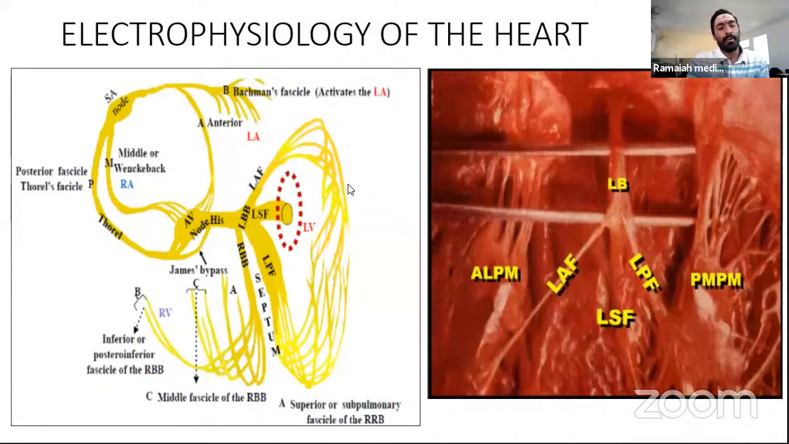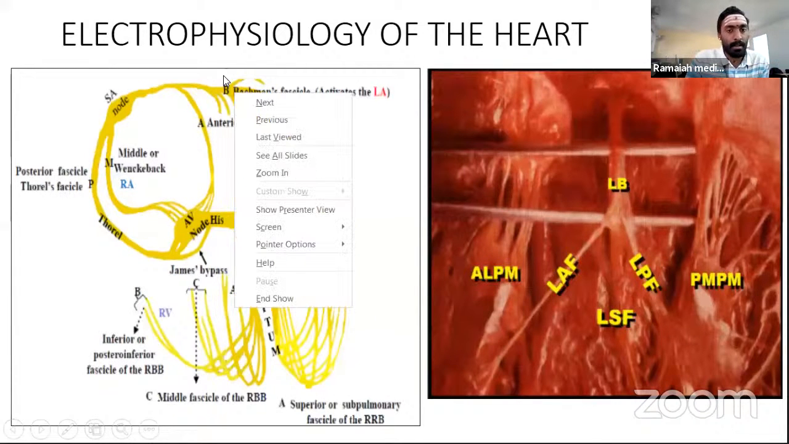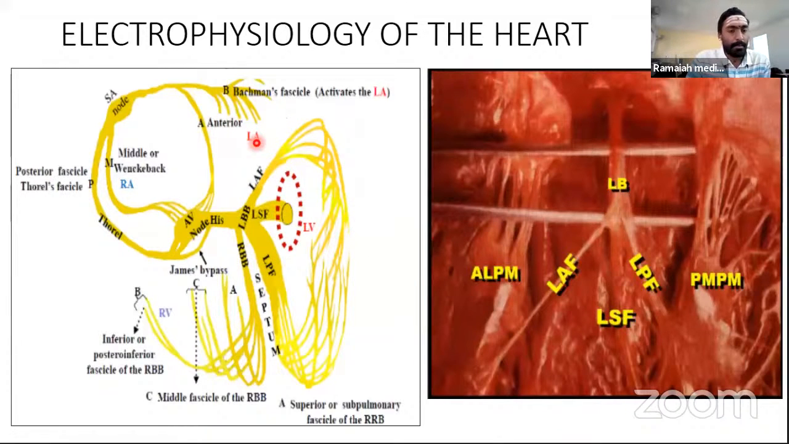That is because of its ability to generate its own rhythm, called automaticity. So what gives the heart this automaticity? It is the pacemaker of the heart, the SA node, the sinoatrial node. It sits in the posterior wall of the right atrium, and the impulse travels from the right atrium to the left atrium via an anterior fascicle called the Bachmann's bundle, and from the Bachmann's bundle the entire left atrium is activated.